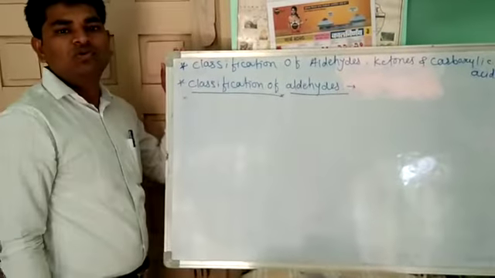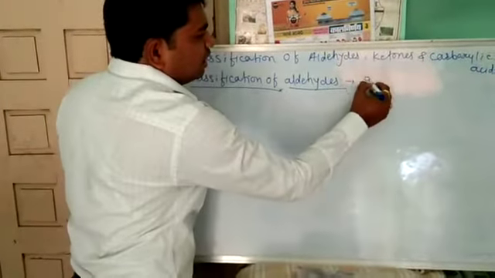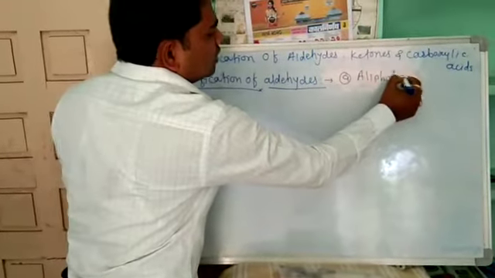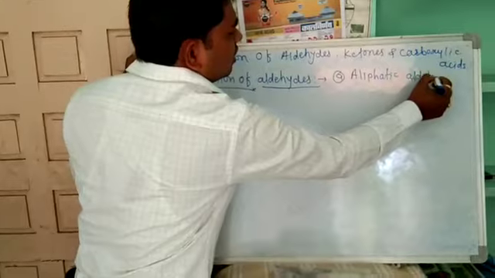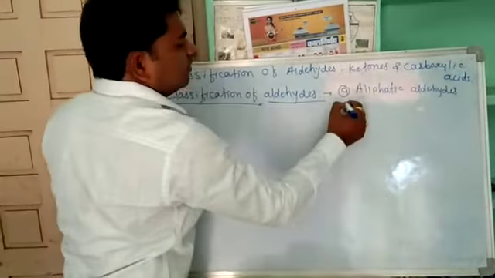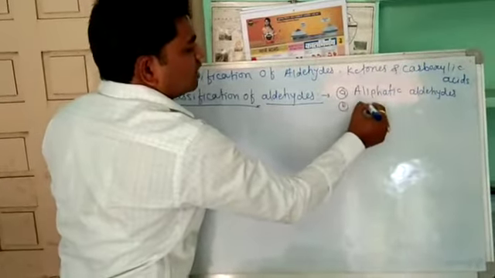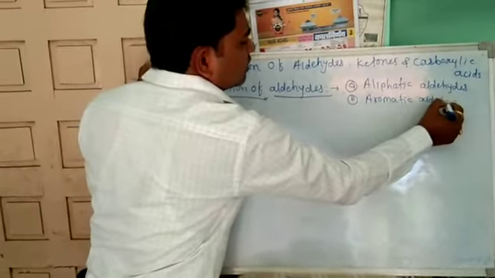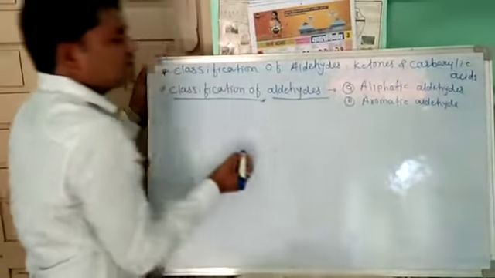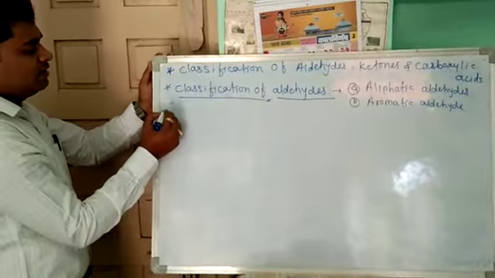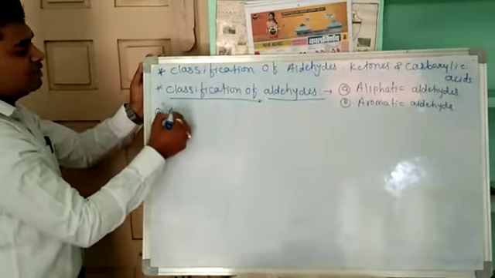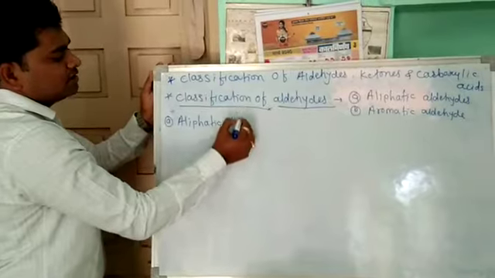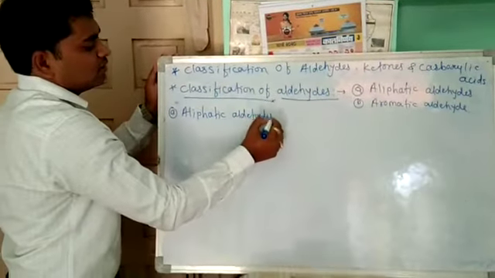Aldehydes are classified into two types: A. Aliphatic aldehydes, and B. Aromatic aldehydes. Firstly, we'll discuss aliphatic aldehydes.